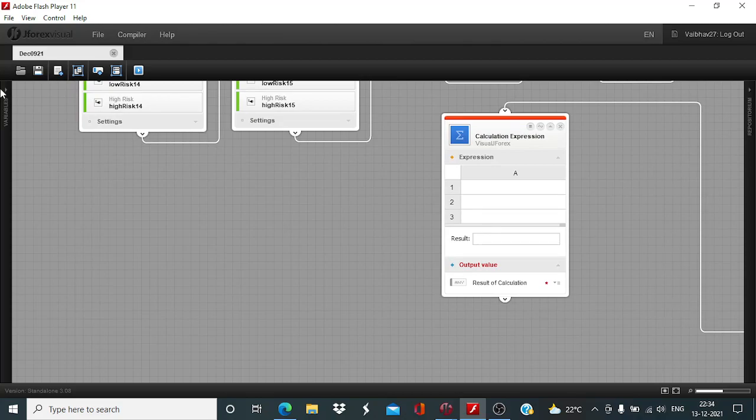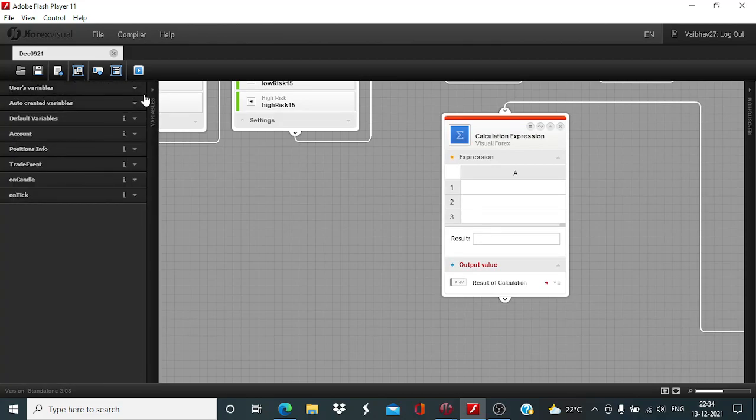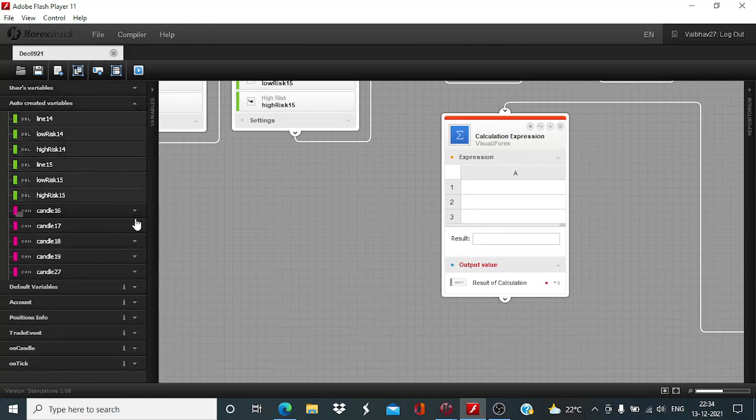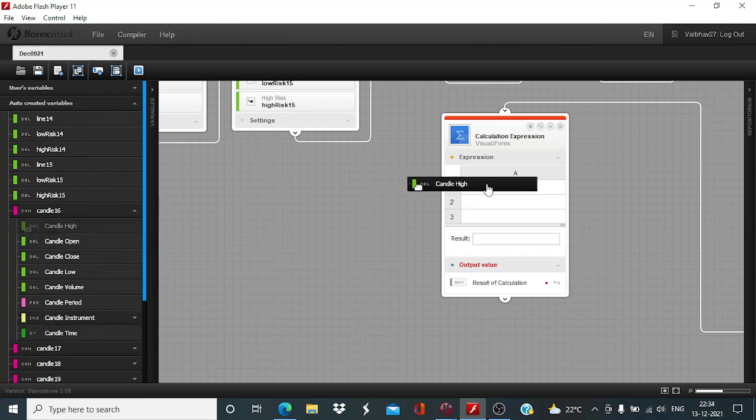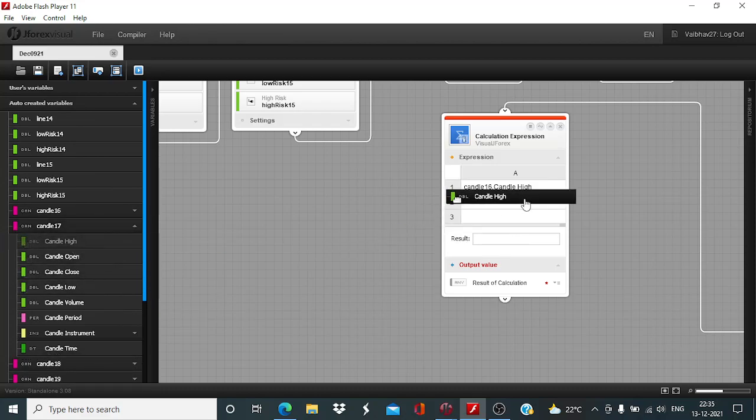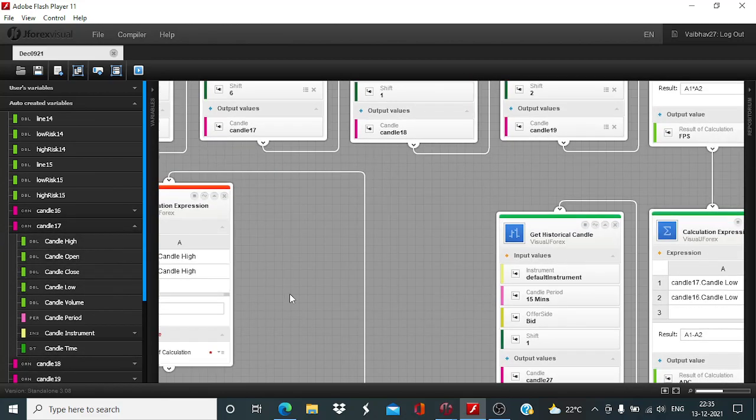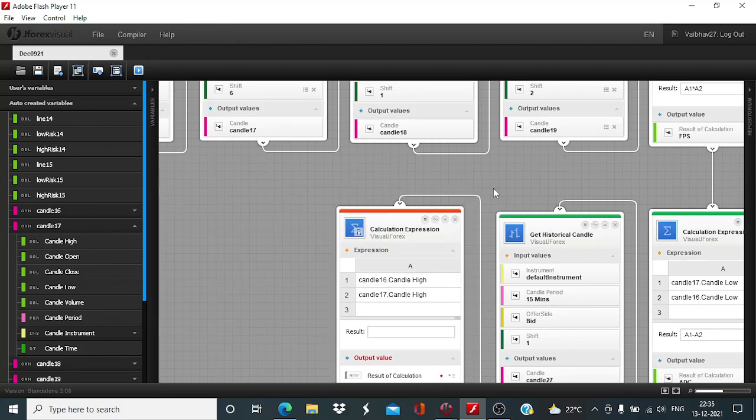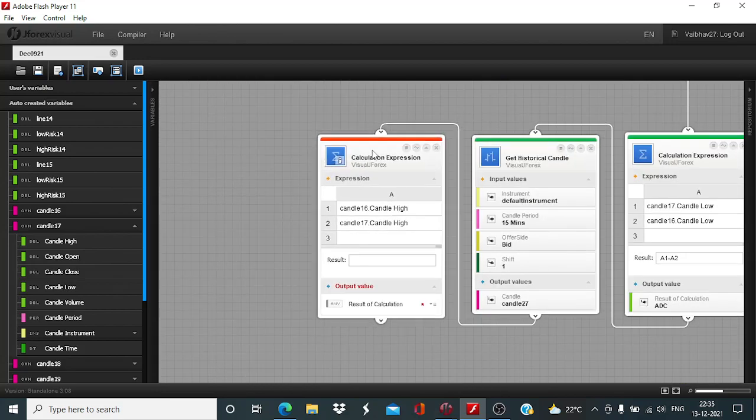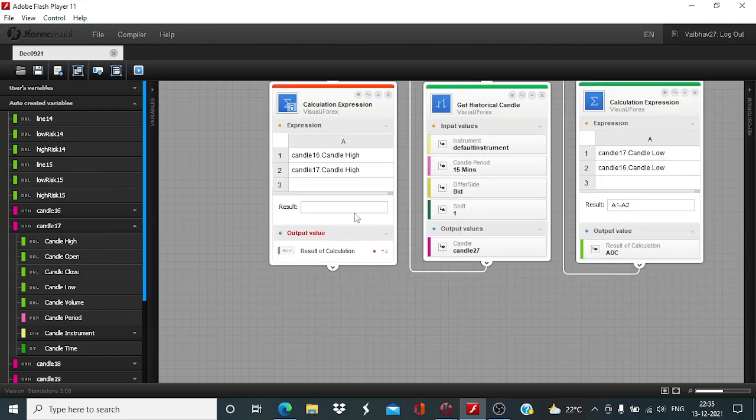So I will take this candle 16 candle high and deduct candle 17 candle high. Okay, so we have A1 minus A2.